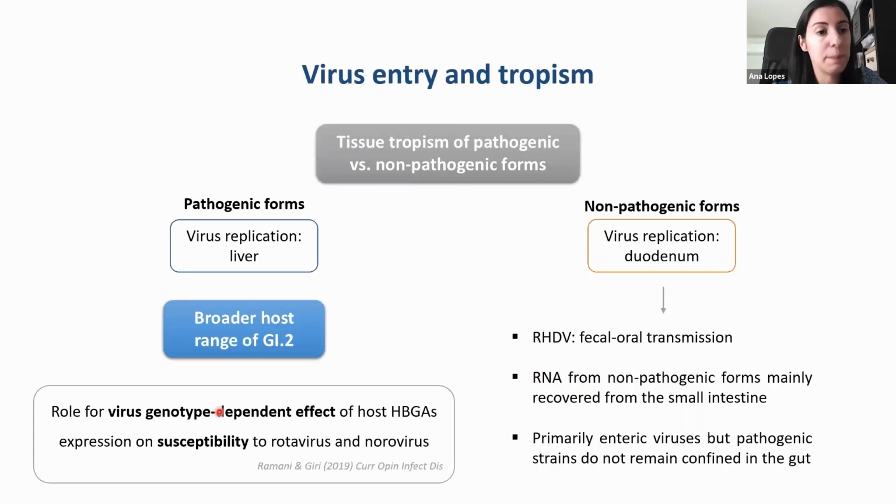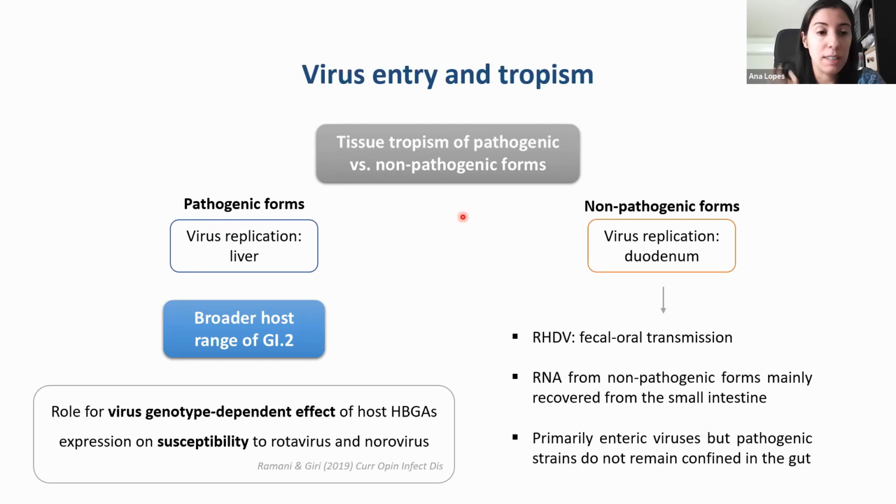And we see some tissue tropism here in lagoviruses, because although they are primarily enteric viruses, the non-pathogenic forms replicate in the duodenum, so the RNA is usually recovered from the duodenum. Nevertheless, the pathogenic forms do not remain confined in the gut, because the main virus replication site is the liver. So we see here a split between pathogenic and non-pathogenic tropism.